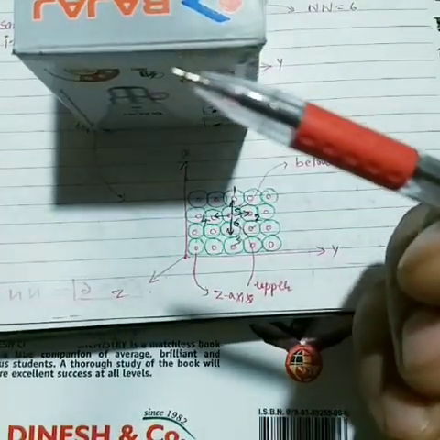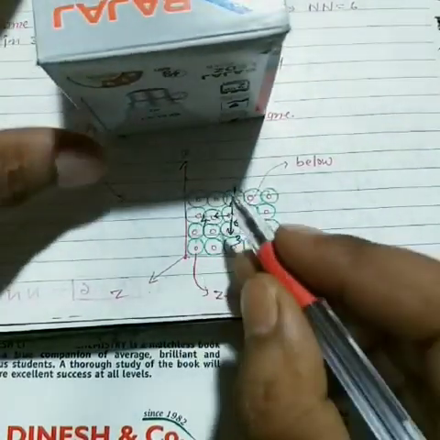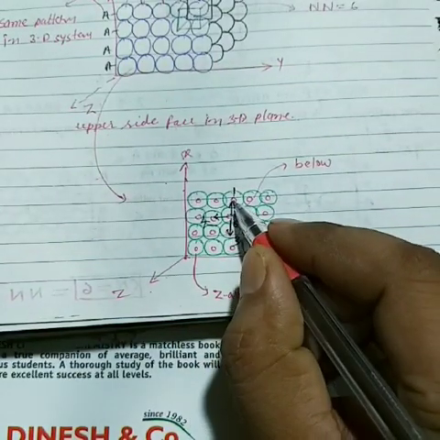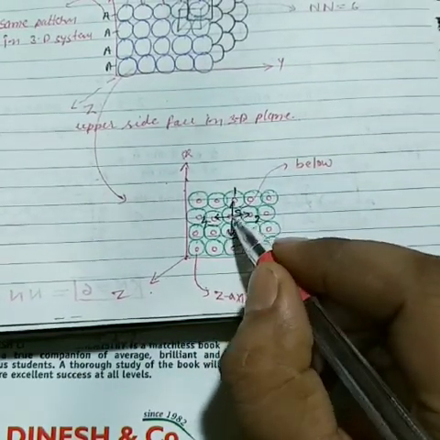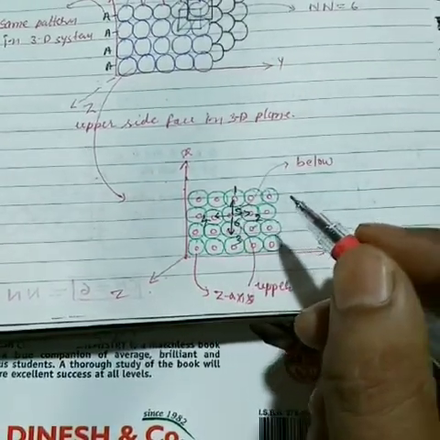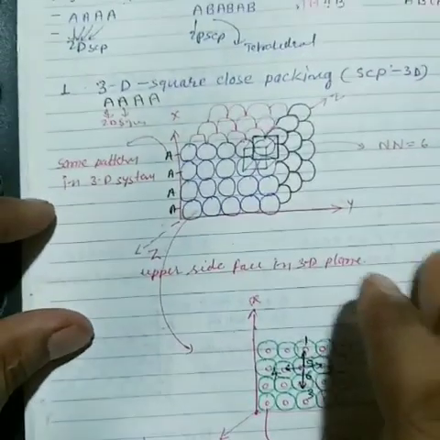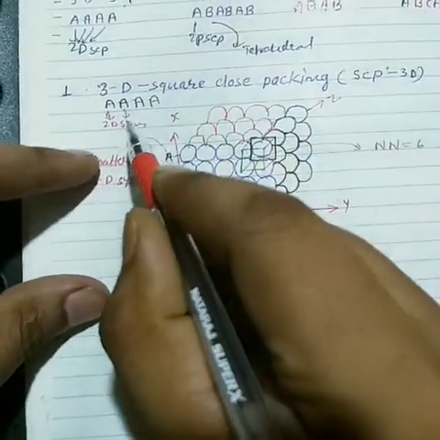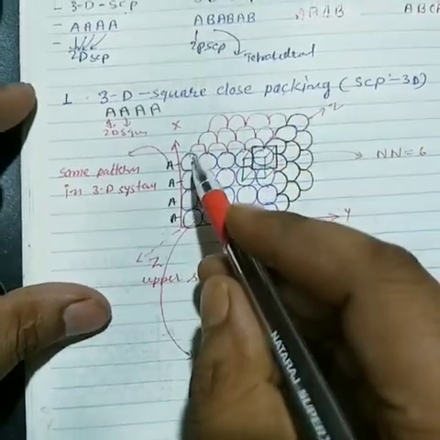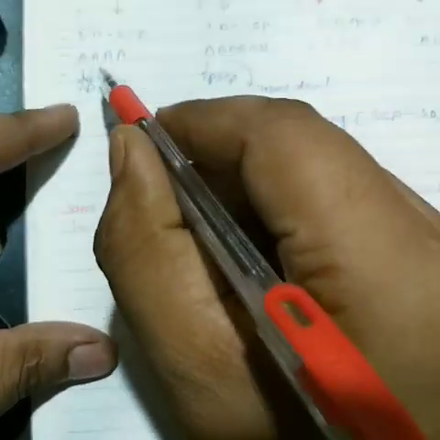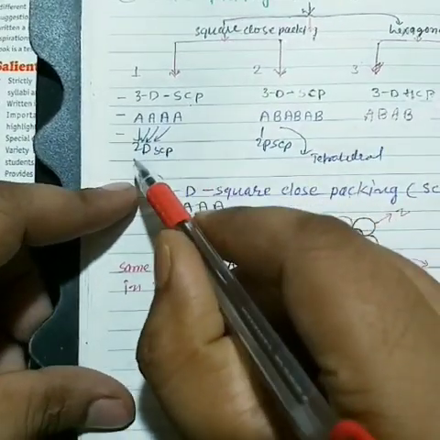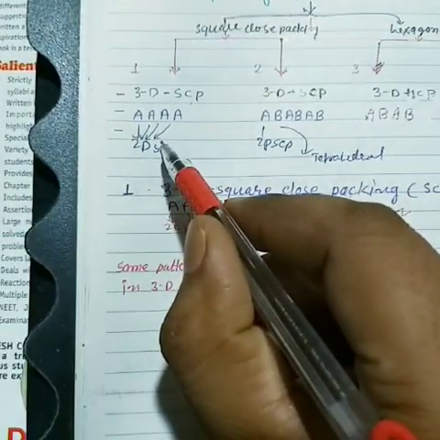So here it is very important, students. How many atoms does this atom touch? Six. One, two, three, four, and fifth is front, and sixth is back. So here it is important. Another fact is that, see students, now you look at a 3D square close packing. Now it looks like AA type, as I told you just before.